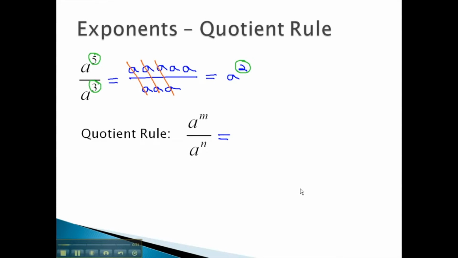If we have the same base in the numerator and denominator, we will simply subtract the exponents, a to the m minus n, to simplify our expression. With the quotient rule, we subtract the exponents. Let's take a look at a few examples where we can see this quotient rule work out.